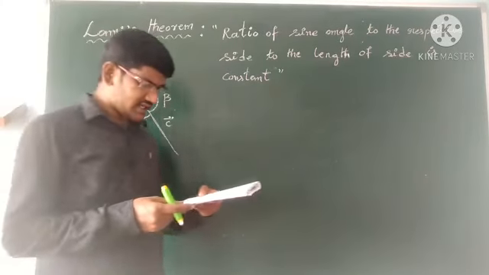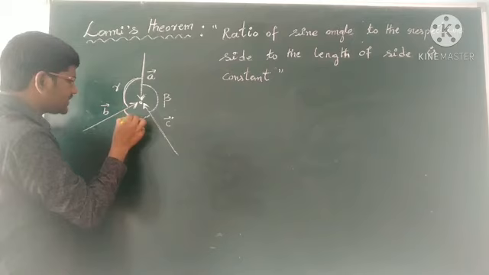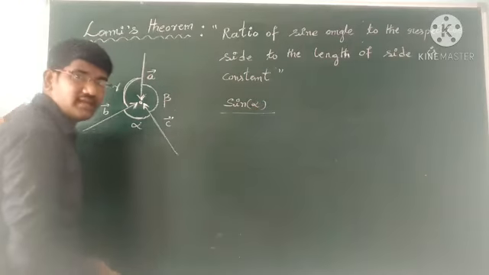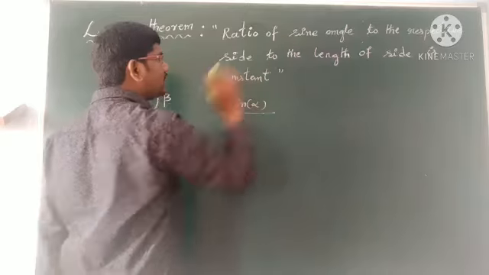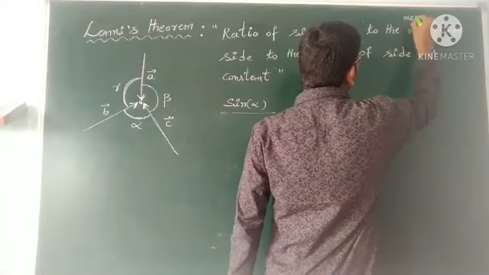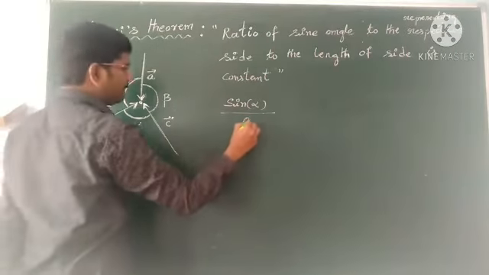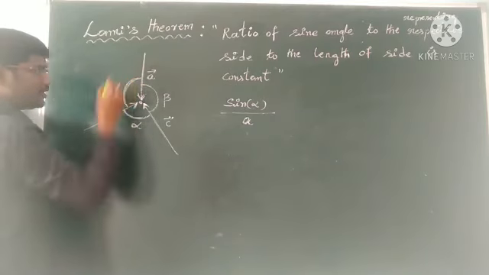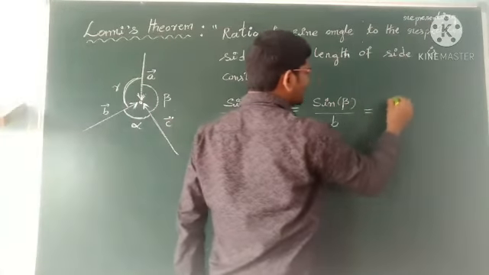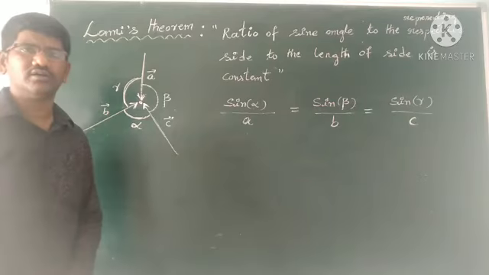So what is that? The ratio of the sine angle to the side. We can write it like this, my dear students. This is called sine alpha. So I am writing sine alpha by the representing side, or the respective side. The representing side is A bar, so sine alpha by A, sine beta by B, and sine gamma by C. This ratio always remains constant.